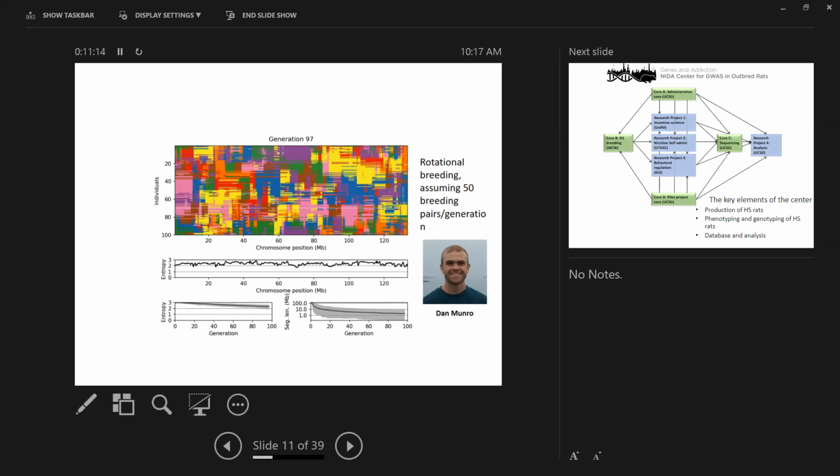And as you'd expect, after a bunch of generations, those big chunks of chromosomes that came from the inbred founders, remember with each generation, chromosomes recombine when you make gametes, and so they're getting mixed up into smaller and smaller blocks.